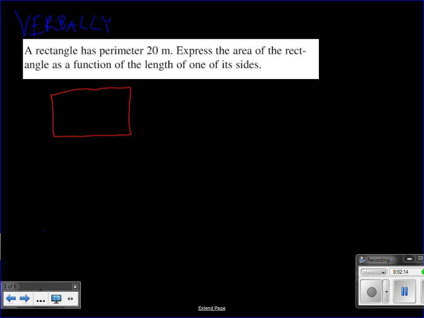We'll call this, I don't know, height. Call this width. Write down some things I know about a rectangle. Well, they want the area here. Read this problem again. Area is going to be equal to height times width. But what do they want? They want a function as a length of one of the sides, one of its sides.